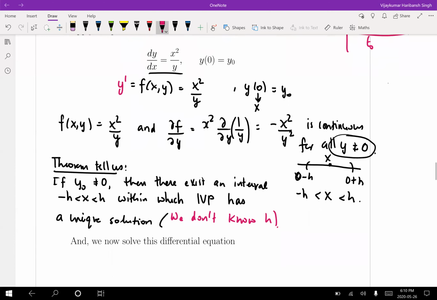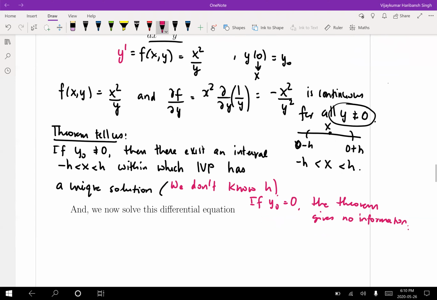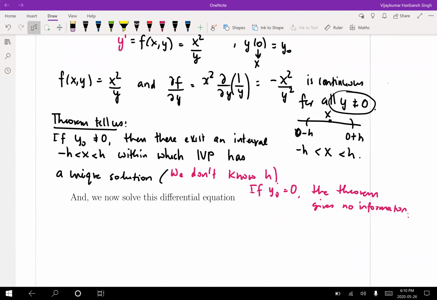So now, what if you have y naught equals to 0? Then the theorem gives no information whatsoever, right? So let's solve this differential equation.